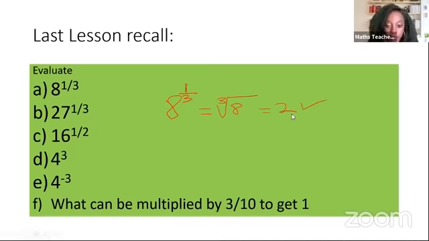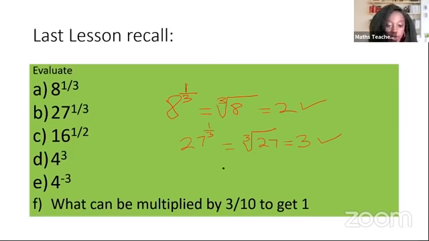The B one is technically the same as the first one. 27 raised to that exponent will give you the cube root of 27, which is the same thing as three same numbers you can multiply to get 27. Of course, that will be 3. So the cube root of 27 is 3.